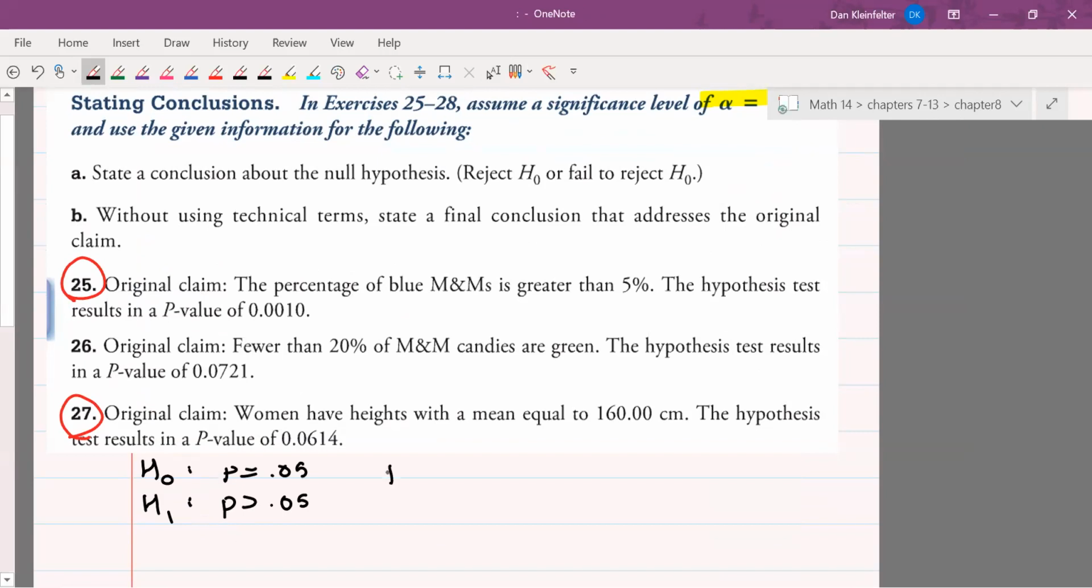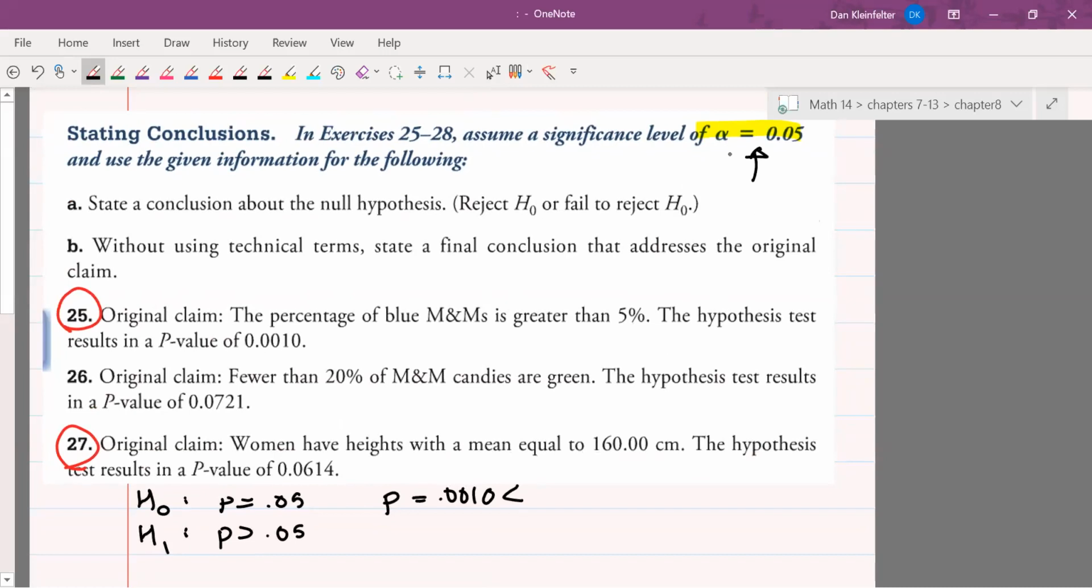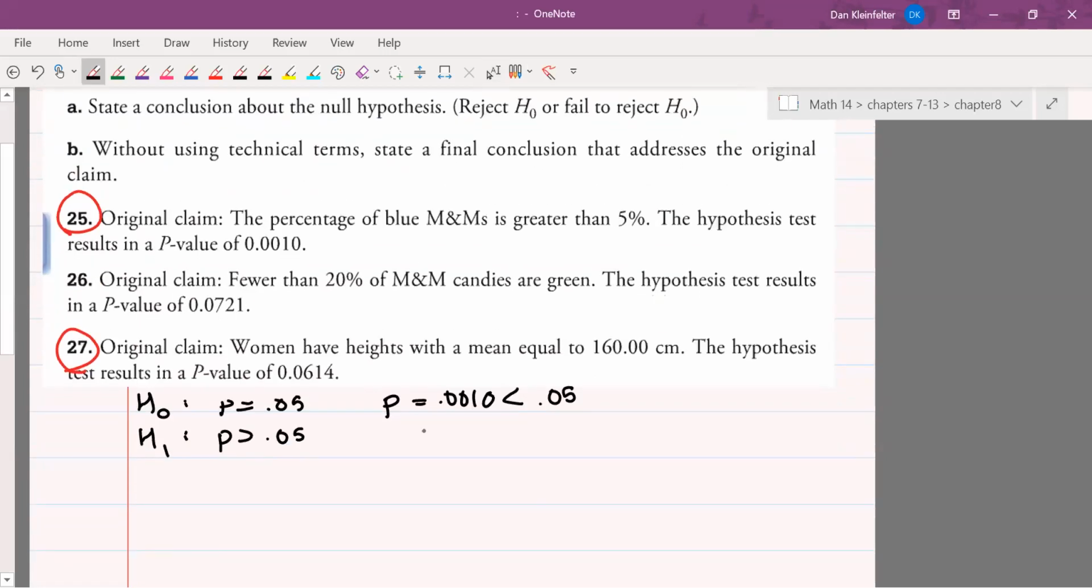0.0010. Notice that this is a different P. It's capital P for probability instead of p for proportion. Sorry about that. Our 0.0010 is less than the alpha we were given. We were given an alpha of 0.05, right? That's less than 0.05, and so we'll reject the null hypothesis. That would be the answer to part A.